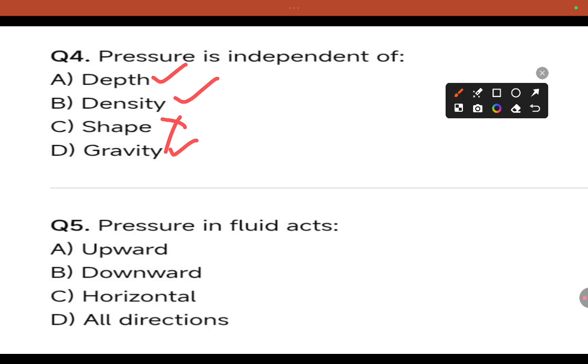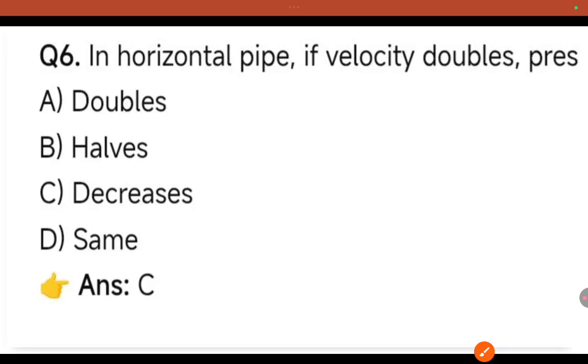Pressure in fluid acts. According to Pascal, pressure acts upward, downward, horizontal, so we can take that pressure in fluid acts in all directions. In a horizontal pipe, velocity double, pressure?